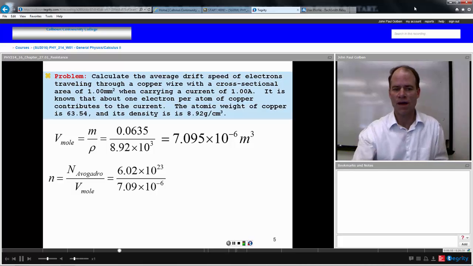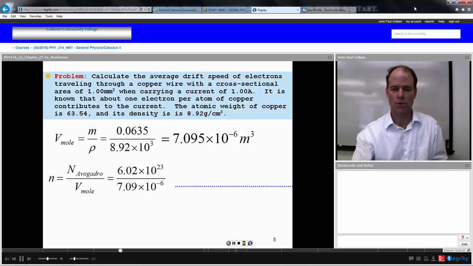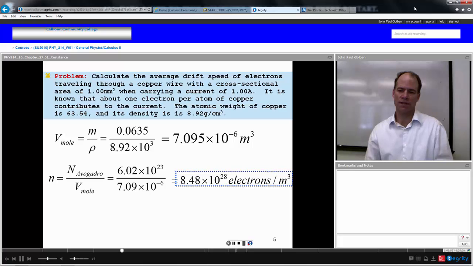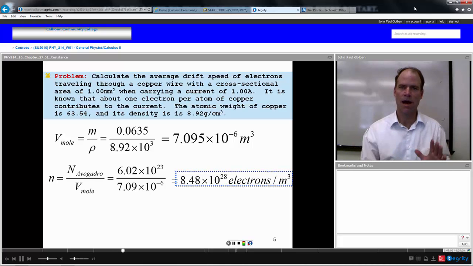So we're going to have Avogadro's number, 6.02 times 10 to the 23 per mole, divided by the volume of a mole, and that will give us 8.48 times 10 to the 28 electrons per cubic meter of copper. Right, so that is our n value. That's our number of electrons per volume.